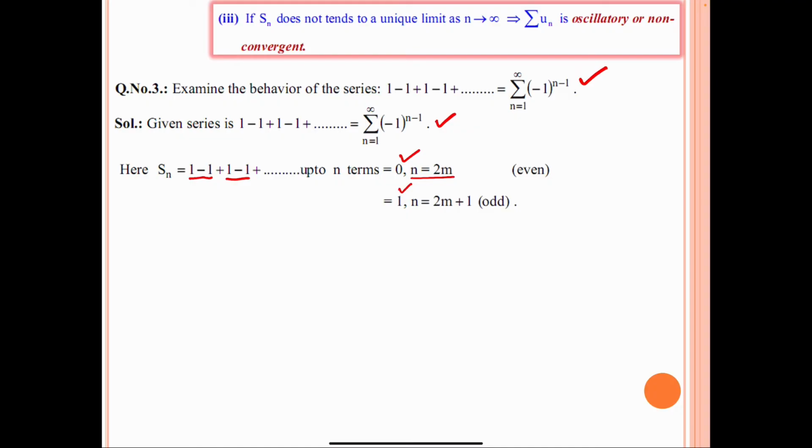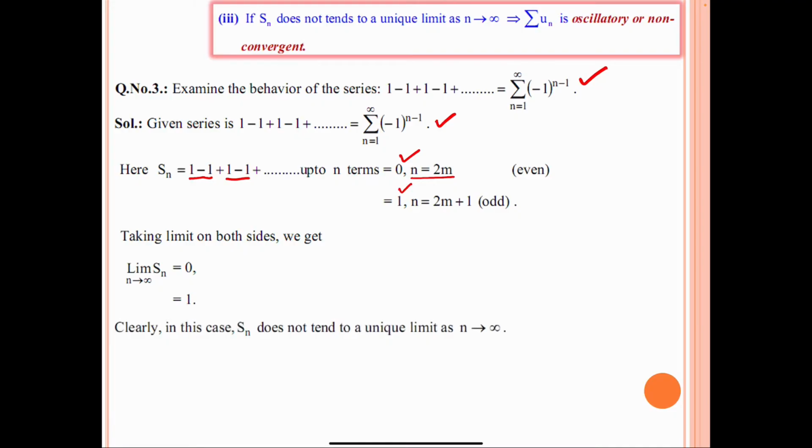Now taking the limits on both sides, limit n tends to infinity Sn is equal to 0 as well as 1. So we have two limits. And you know, if Sn does not tend to a unique limit as n tends to infinity, then the given series is oscillatory. So clearly in this case, Sn does not tend to a unique limit as n tends to infinity. Hence the given series is oscillatory, and in this problem it oscillates between 0 and 1. This completes the proof.